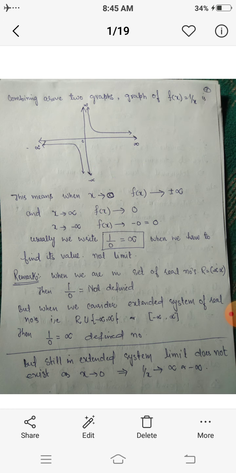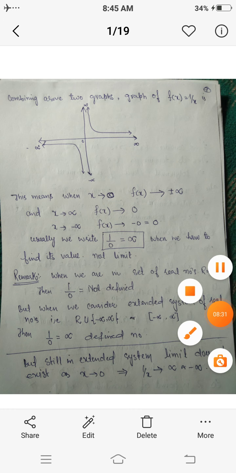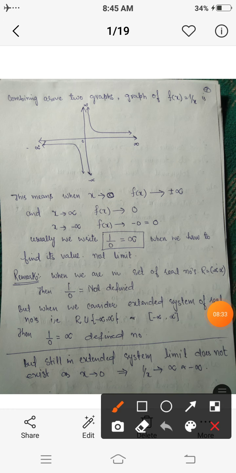This means that when x tends to 0, f(x) approaches plus or minus infinity. It depends upon the situation. That is, x tends to infinity implies that f(x) tends to 0. When x tends to minus infinity, f(x) tends to minus 0, that is simply 0. So usually we write that 1 upon 0 is infinity.